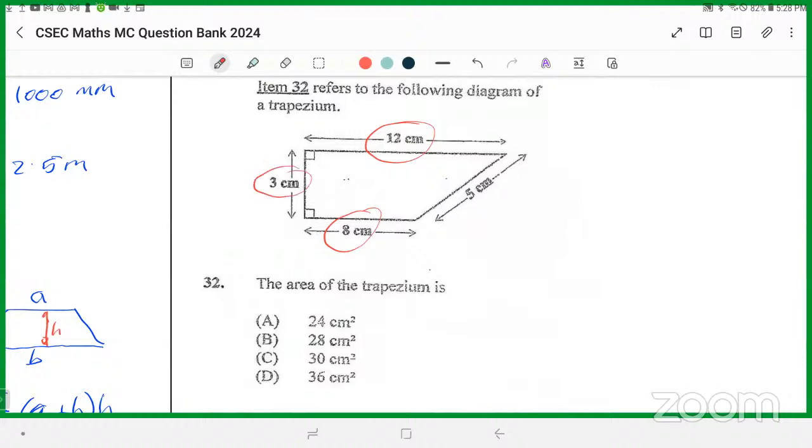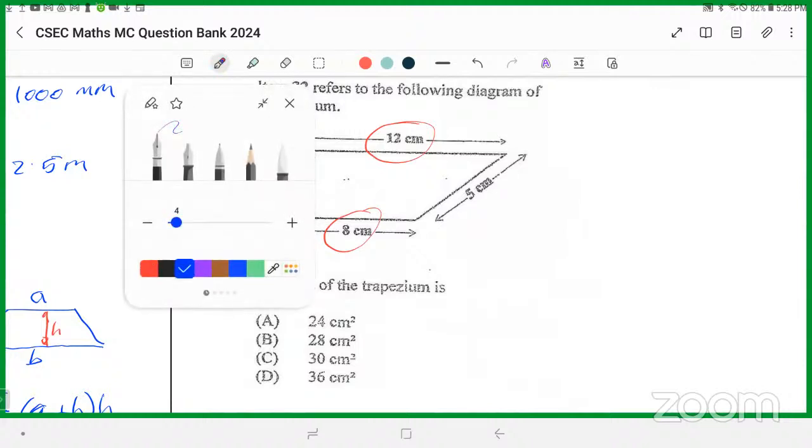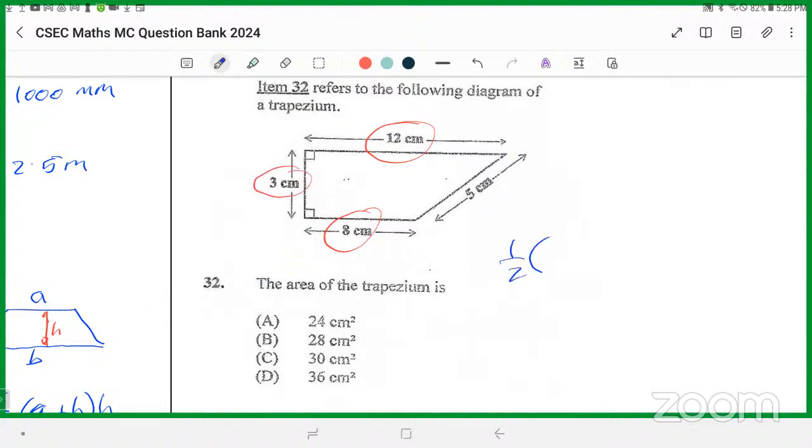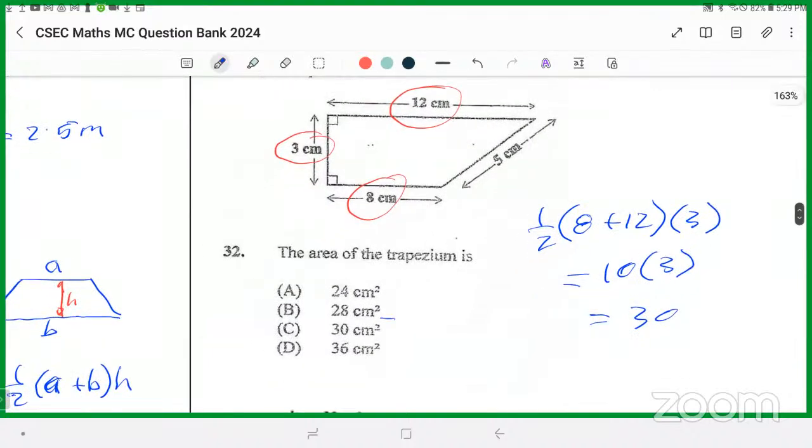This is the distance between them. That's what you're using. So again, it becomes half the sum of the parallel sides, which is 8 and 12, and the perpendicular distance between them, which is 3. Right, here that says 20, half of 20 is 10. 10 times 3 is 30. So the area of this one is 30.